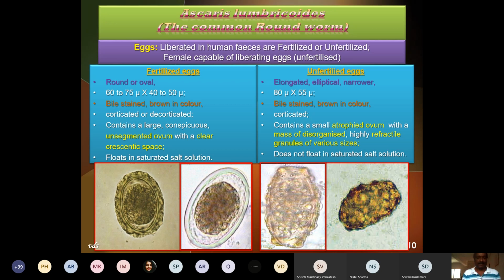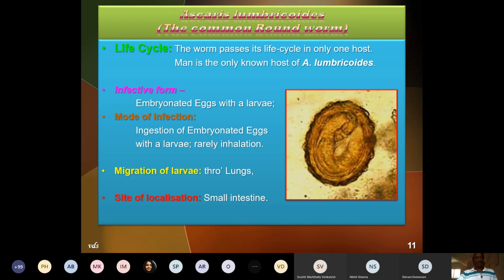Okay, now to study the life cycle, as I have told you, man is the only host of this parasite. The whole life cycle takes place in the human being, the adult form as well as the larval form. They are present in the human. It is necessary to understand which is the infective form. The adult female can liberate up to 2 lakh eggs per day.